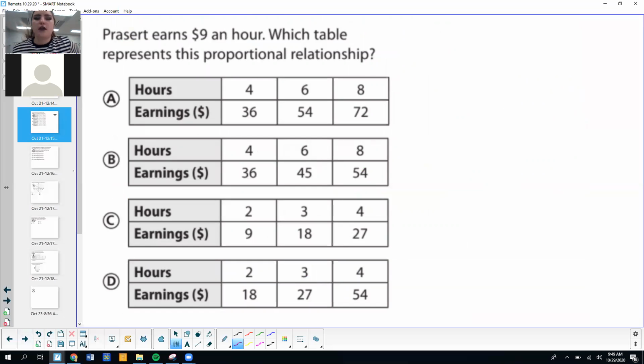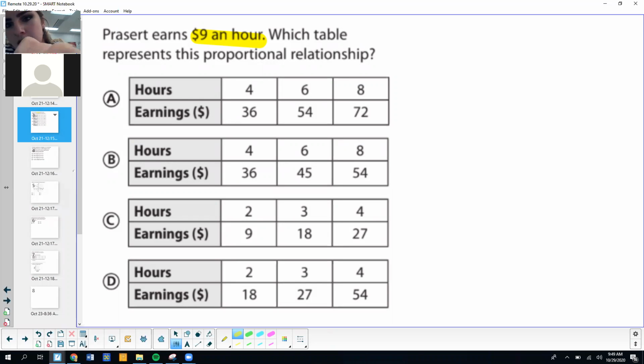All right, this one is something that you might see in high school or on the AIR test. So I wanted to break down some questions that you could see in the future using what we've learned this week. So Presert earns $9 an hour. I'm going to highlight that because that seems important. Which table represents this proportional relationship? So $9 in 1 hour. If you're thinking about what we've talked about so far, a unit rate is per 1. So he earns money at a rate of $9 in 1 hour.